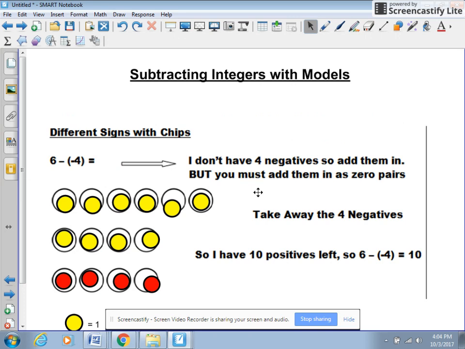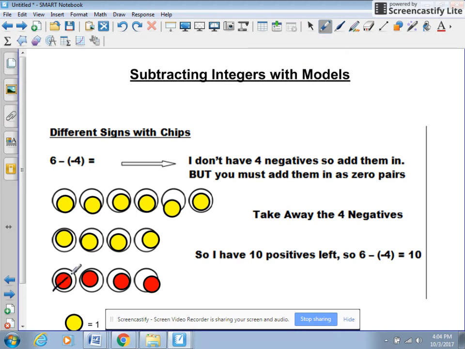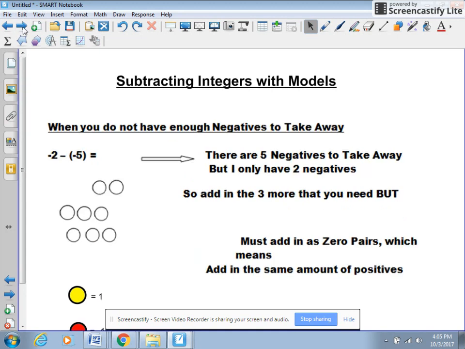Now, I have 4 negatives available for me to take away. So I can simply 1, 2, 3, 4 negatives gone. So now what I have left is 6 plus 1, 2, 3, 4 positive counters, which gives me a total of 10. So 10 positives left, so 6 minus negative 4 equals 10. Make sure you have this on your sheet before you move on to the last one.